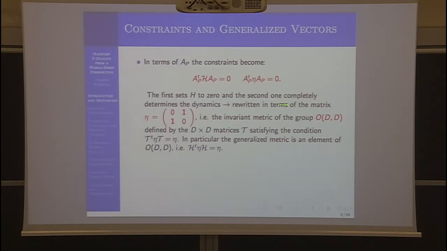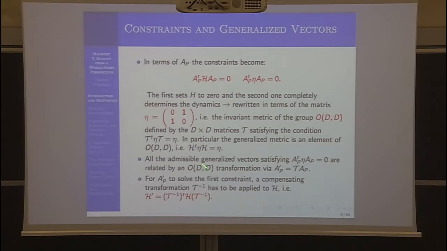This group is defined by the 2D times 2D matrices satisfying this condition. So we find, very naturally at this level, the presence of the O(D,D) invariant metric and of the generalized metric. Actually, all the admissible generalized vectors satisfying this constraint, the one that completely determines the dynamics of the strings, are related by an O(D,D) transformation via this relation. So in order to have a prime P, the transformed generalized vector, to solve the first constraint, a compensating transformation has to be applied to H.